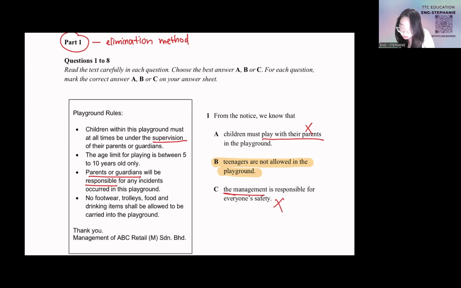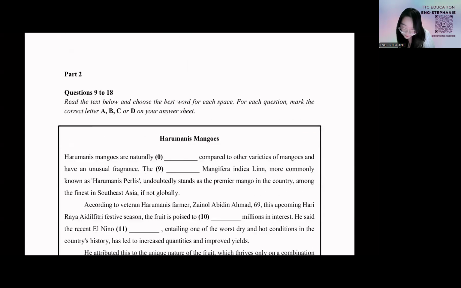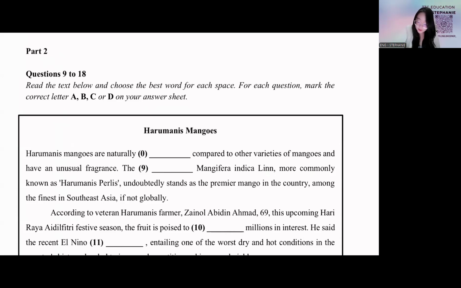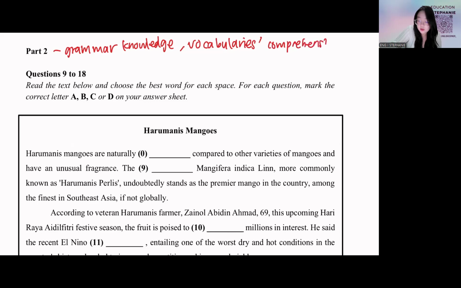Part two is your page 5. Since part two is more like our rational clause, rational clause is all about your grammar knowledge and your vocabulary. Vocabularies, comprehension. So this one really has no other way to guess. If you don't understand, you will do it wrongly.